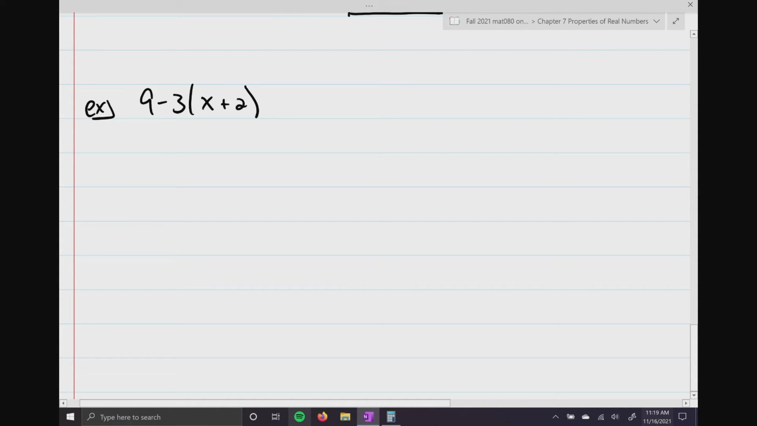So if we want to simplify 9 minus 3 times the quantity x plus 2, remember, order of operations says do the work inside the parentheses. However, we cannot do this here, okay? So we're going to have to distribute to remove parentheses. So I'm going to write it out. 9 minus 3 times x plus negative 3 times 2. That's going to yield 9 minus 3x minus 6 again.